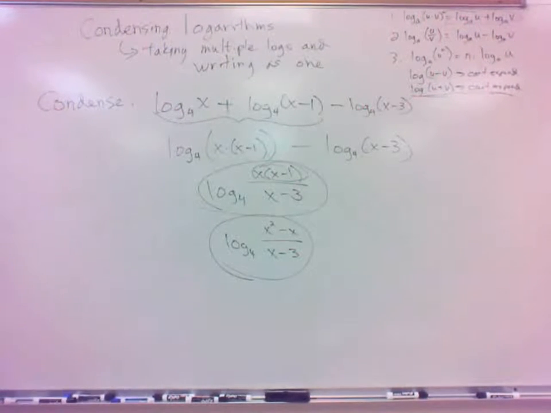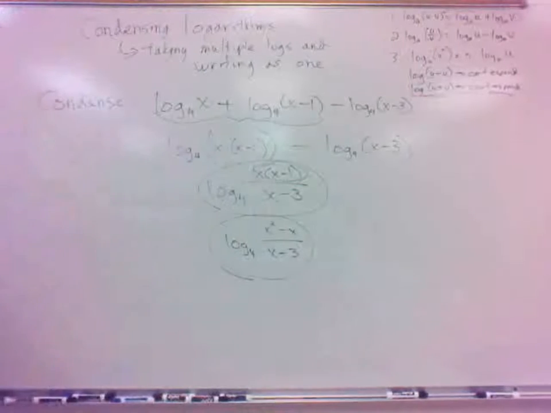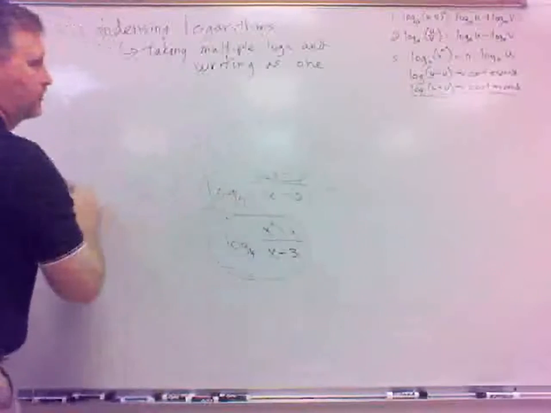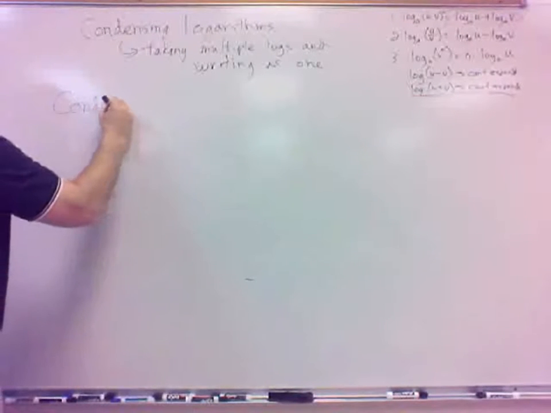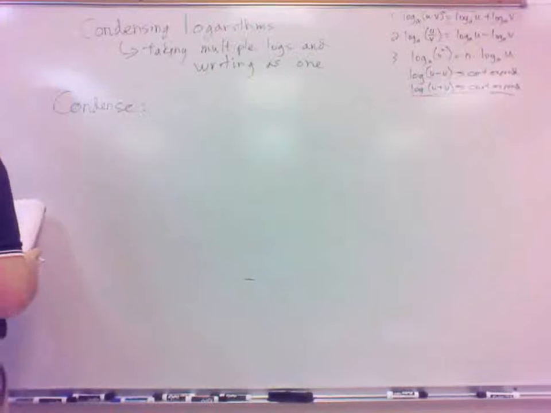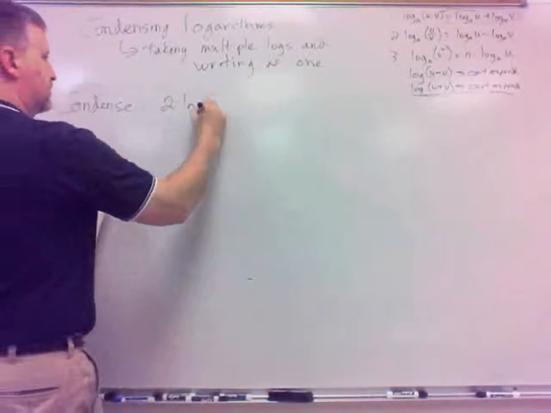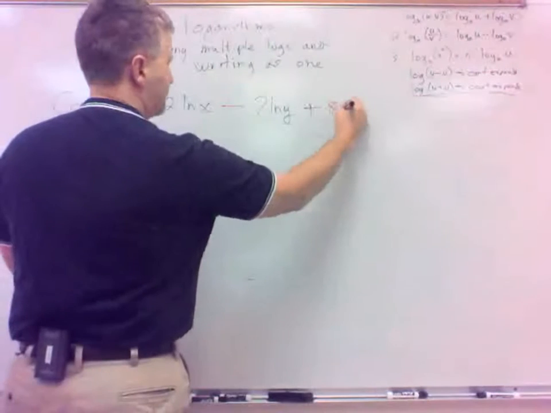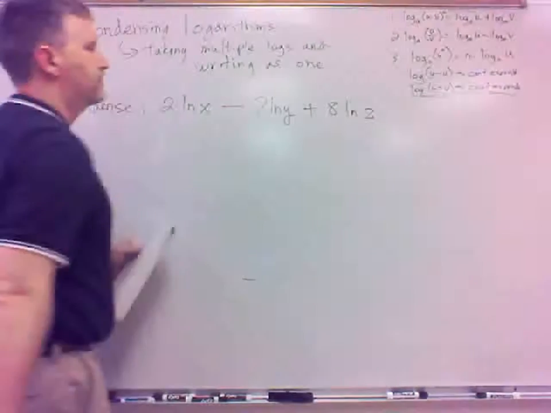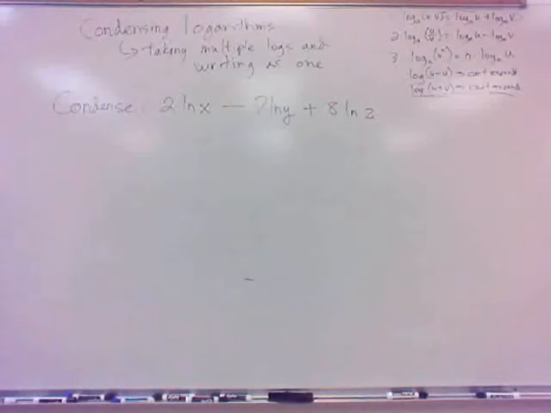All right, this one is sort of similar, but sort of different too. Okay? Take a look at this one. So we got that one? All right, what about this one? Condense 2ln of x minus 7ln of y plus 8ln of z. What's the first step on that one?